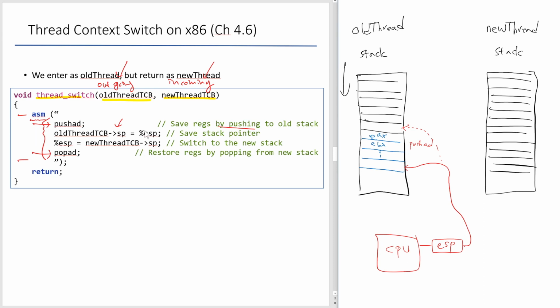The second instruction: you save the stack pointer value to the TCB SP field. Let's say there's an SP field in the TCB. Something like this. And you have this old thread TCB instance, and you have the SP field. At this moment, this SP field will have the current ESP value. So let's say the address of this location, the top of the stack currently pointed to by ESP, is 0x12345670. Then the SP value will be updated with 0x12345670. This is what it means.